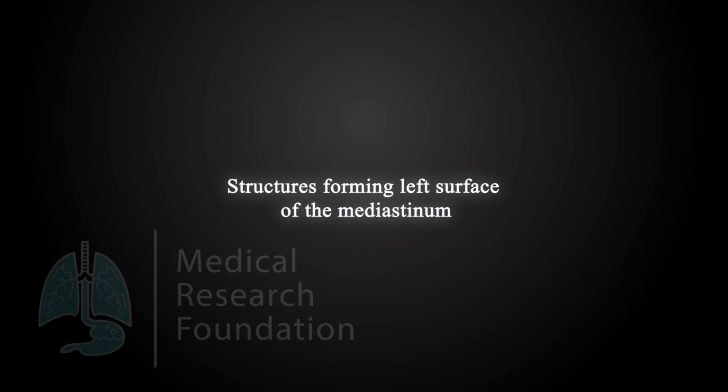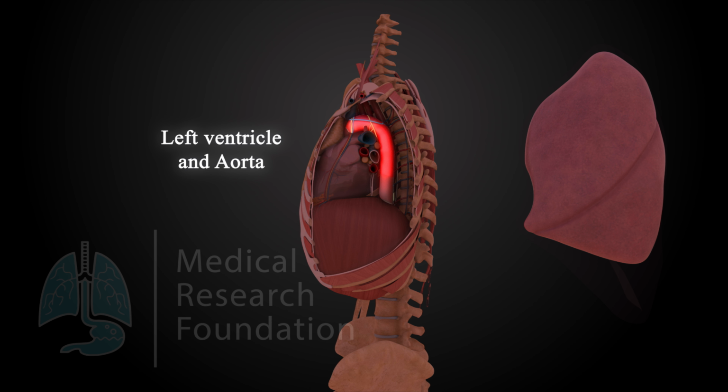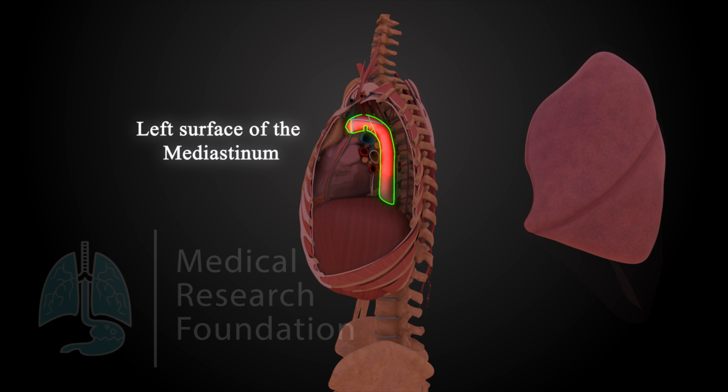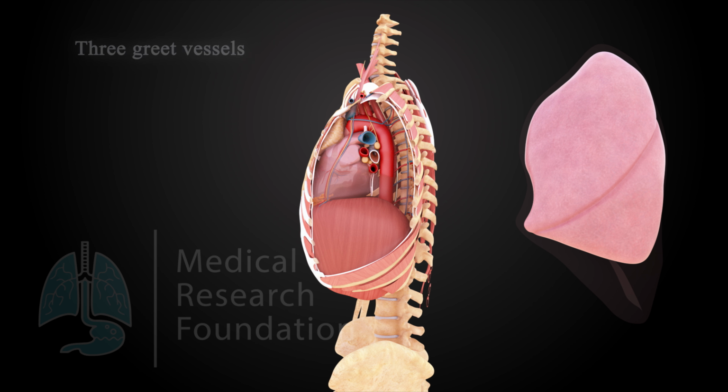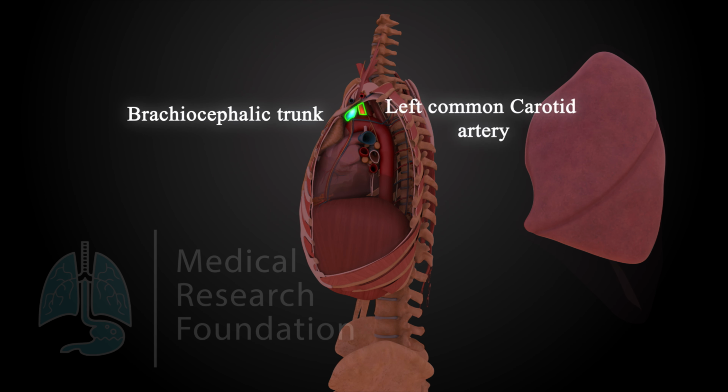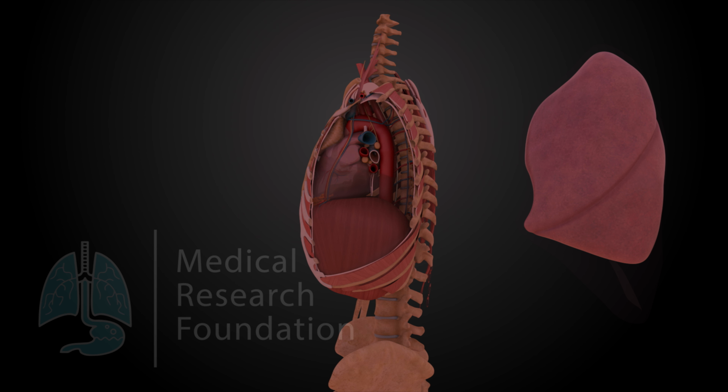Structures forming left surface of the mediastinum. The left ventricle and aorta are the main structures forming the left surface of the mediastinum. Aorta ascends at first, arches over the left lung root, and then descends behind the lung root. 3 great vessels, brachiocephalic trunk, left common carotid artery, and left subclavian artery arise from the aortic arch and ascend up to reach the root of the neck.